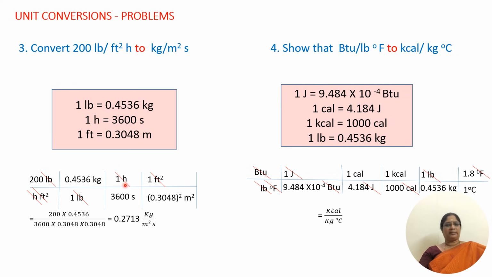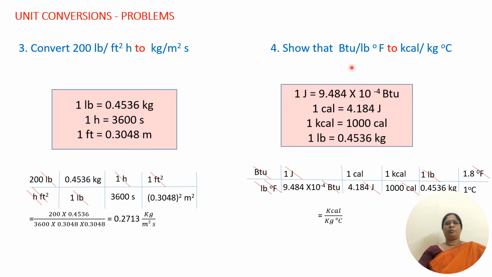So hr gets cancelled. Next, between feet and meter, we know 1 foot is equal to 0.3048 meter. Since it's square, 1 feet square is equal to 0.3048 square meter square. So now feet square gets cancelled. Multiply the terms in the numerator and divide the numerals in the denominator. So you'll be getting 0.2713 kg per meter square second. So 200 lb per feet square hr is equal to 0.2713 kg per meter square second.